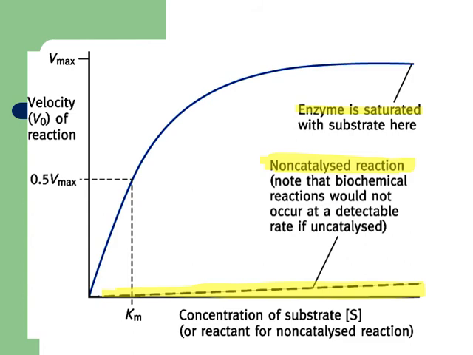Another important piece that I want to showcase on this figure is the dotted line on the bottom that's highlighted in yellow. This is what would happen if we had a non-catalyzed reaction. So this biochemical reaction would not occur at a detectable rate if uncatalyzed. And so that just shows how slow the reaction would be without an enzyme.